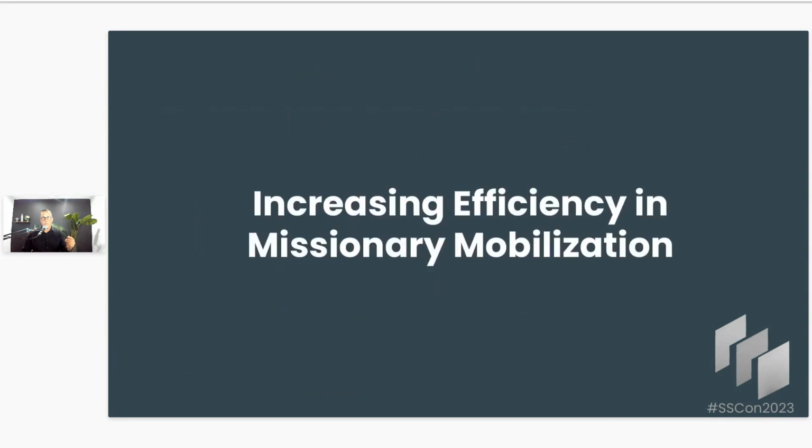Something to think about. All right, another thing we have tackled is increasing efficiency in missionary mobilization. One of the issues that we saw as we worked with missionary sending agencies from a very early point is that there was no real frame of reference for how to mobilize using websites, that most of the mobilization process was living with people or departments, but there was no institutional process.